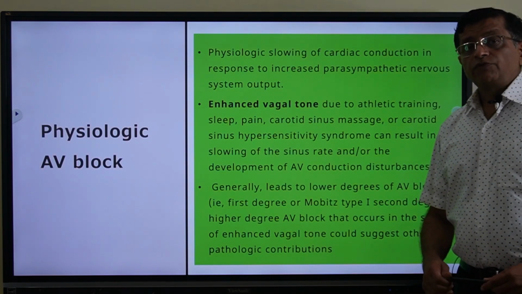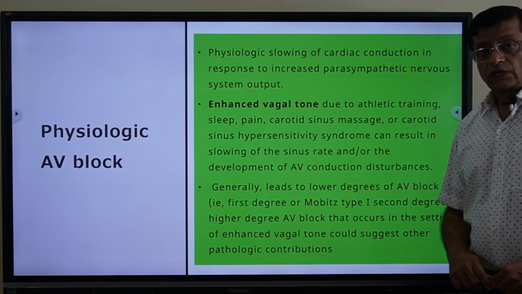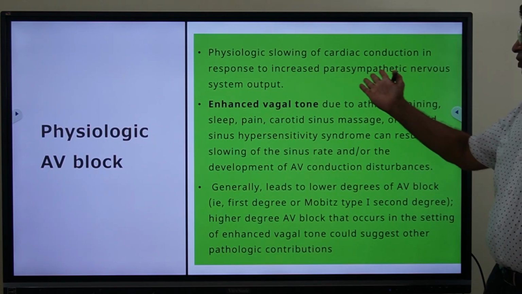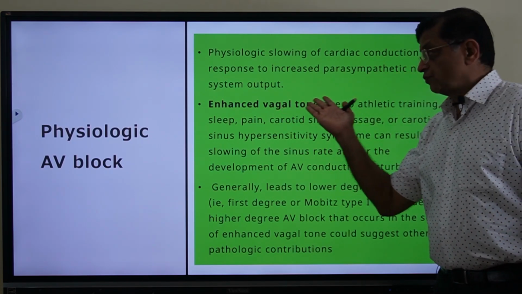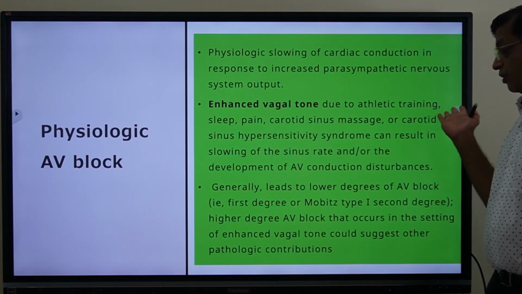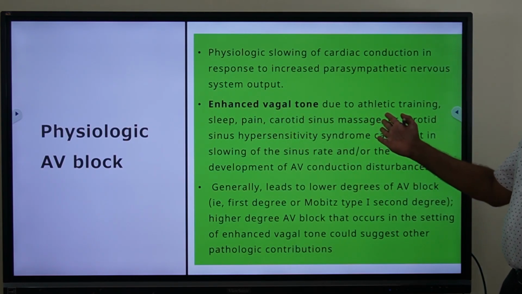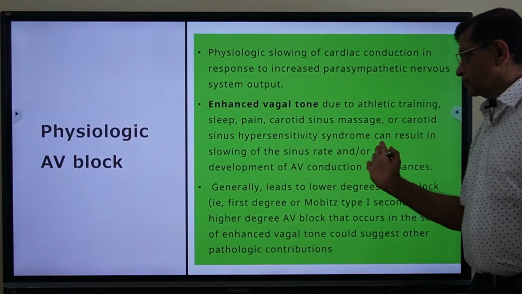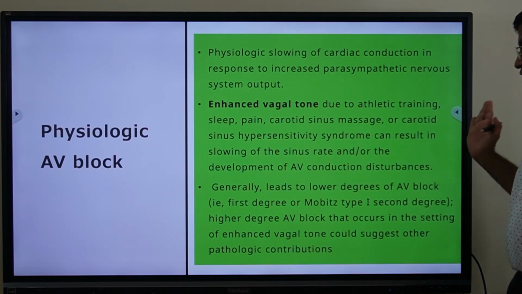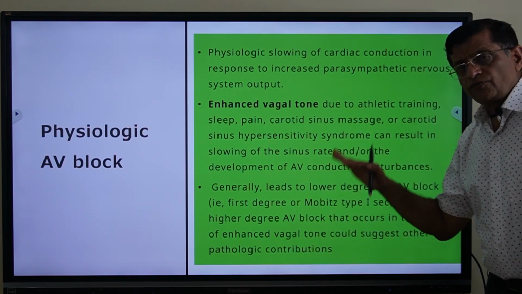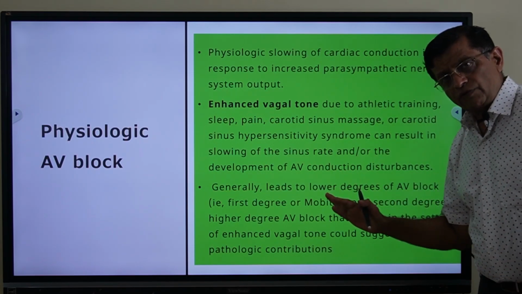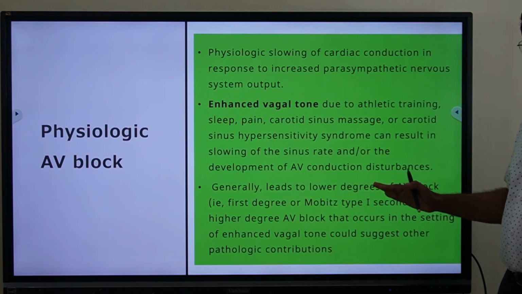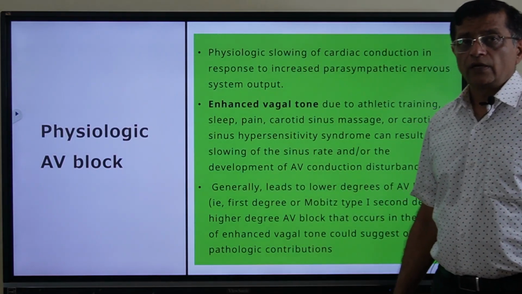Now AV block can be physiological. That means it can be seen sometimes in a normal individual. Physiologic slowing of cardiac conduction in response to increased parasympathetic nervous system output, for example enhanced vagal tone secondary to athletic training, sleep, pain, carotid sinus massage, or sometimes carotid sinus hypersensitivity syndrome, which can result in slowing of sinus rate and the development of AV conduction delay or disturbances. Usually physiological AV block is only first degree AV block, or it could be Mobitz type 1, but never Mobitz type 2 AV block. So usually physiological AV block is a minor type.